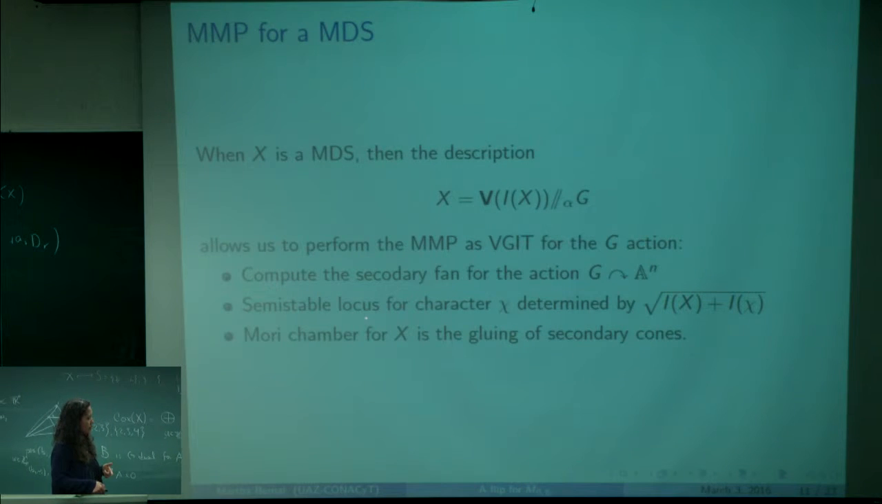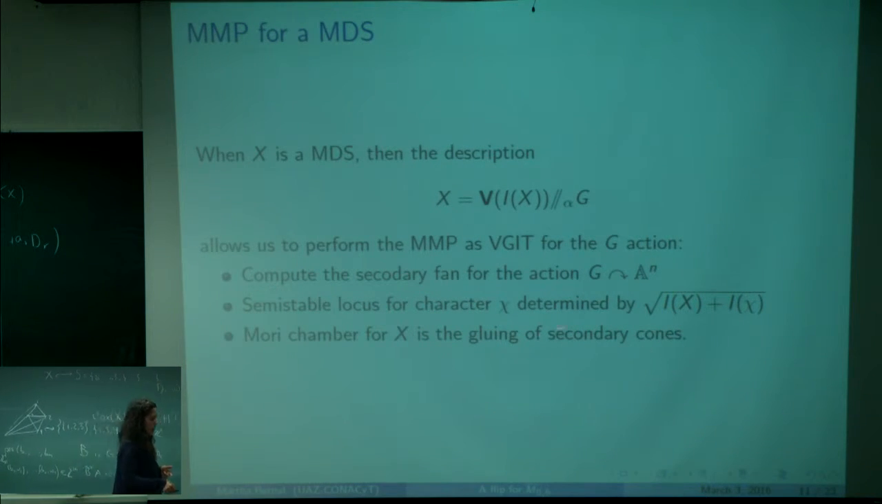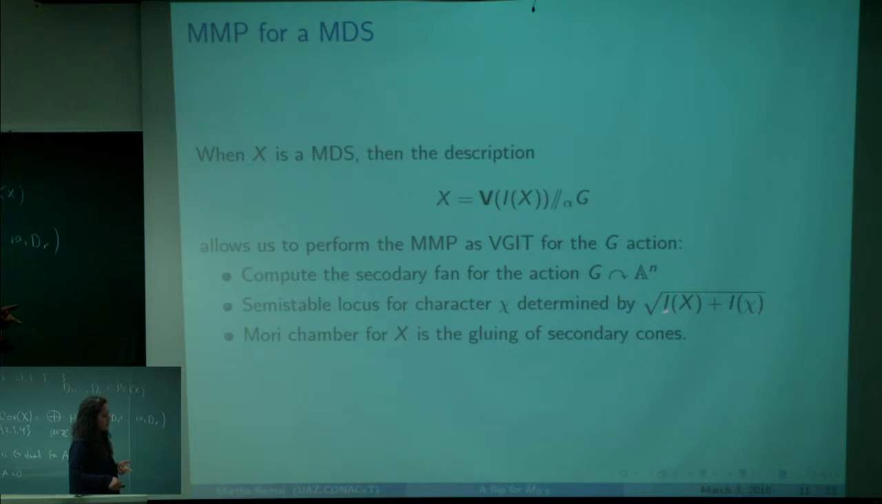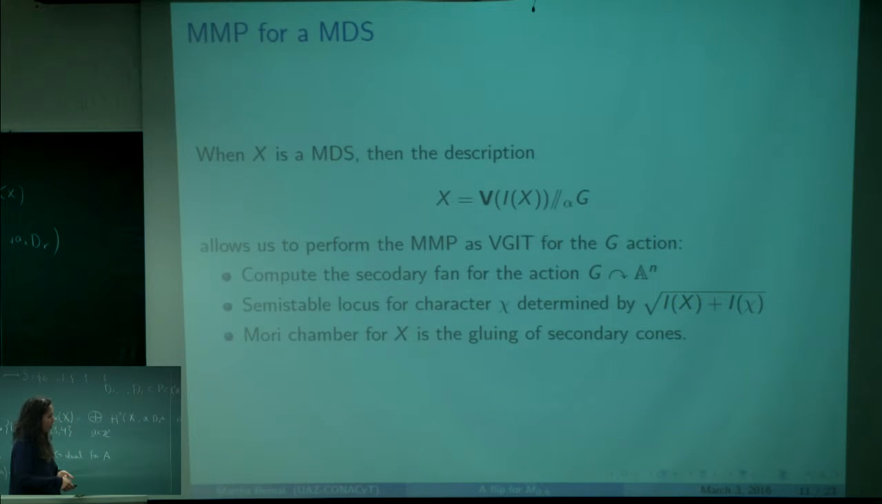And then the Mori chambers for X are going to be the gluing of secondary cones. When two cones give the same radical, they will give you the same unstable locus, so they will give you the same GIT chamber for V. And then it's going to give you the same Mori chamber for X. So really, to get a Mori chamber decomposition for X is only to get the GIT chamber decomposition for V.